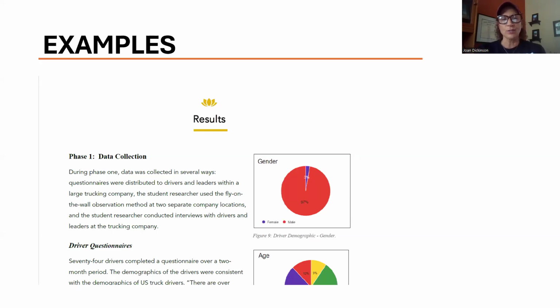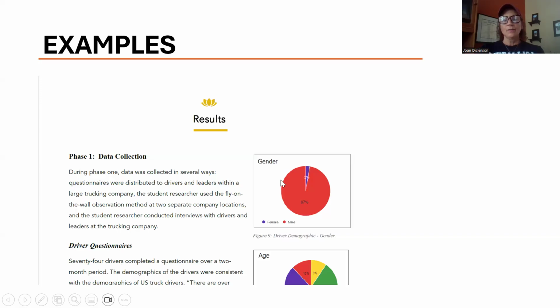So first she has the questionnaire and she says data was collected in several ways. She had a questionnaire, okay, that was given to truck drivers and then also leaders within the truck driving company. And what you're going to notice is first she's going to look at the truck driver questionnaires. And notice she tells us the sample: 74 drivers completed the questionnaire.